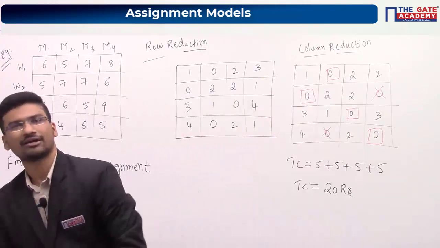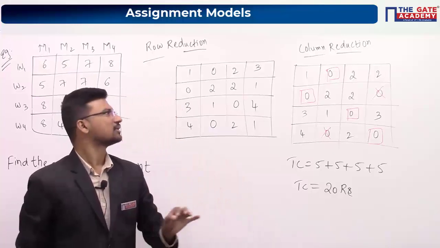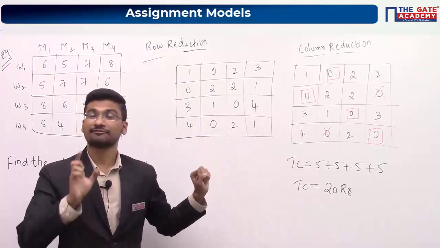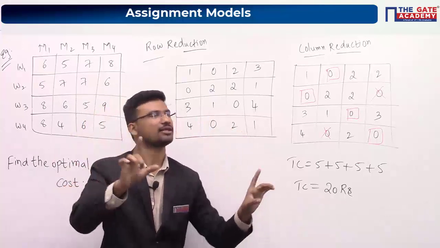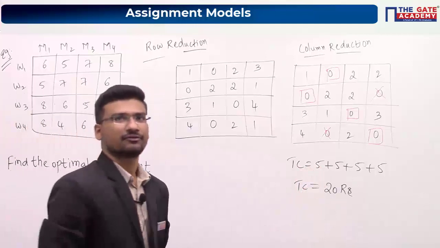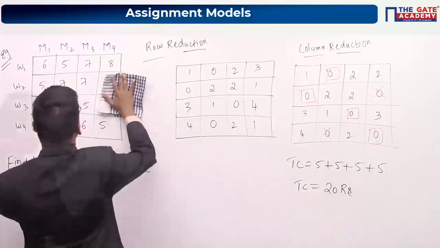Now I hope it is clear for everyone. Hungarian algorithm. Here single zero rows are available, that's why we have assigned there only. If single zero rows are not available, then you have to go for single zero columns. Okay. Fine. So we'll be moving to the next question.